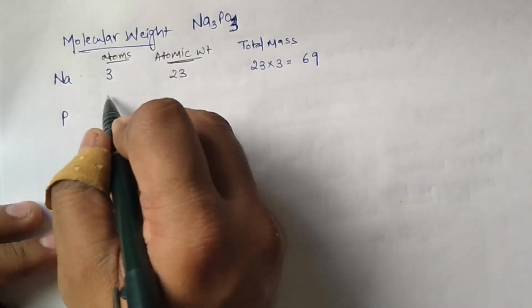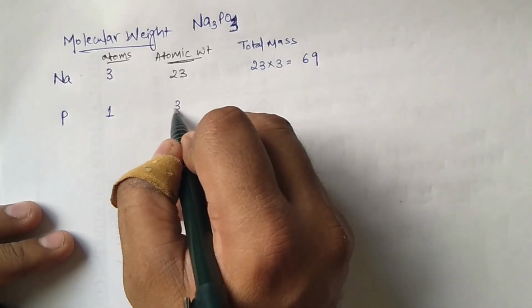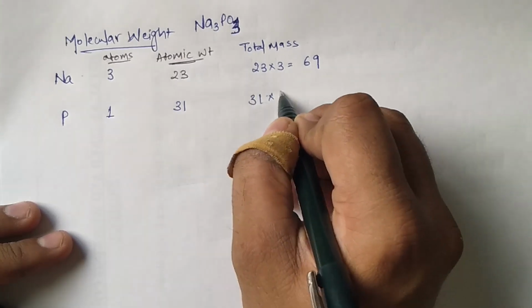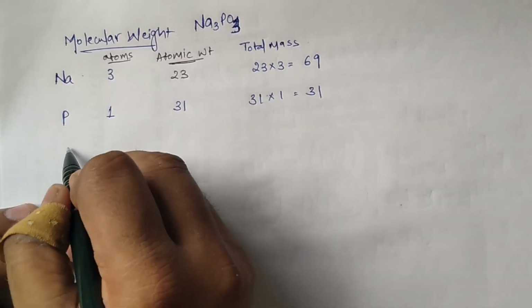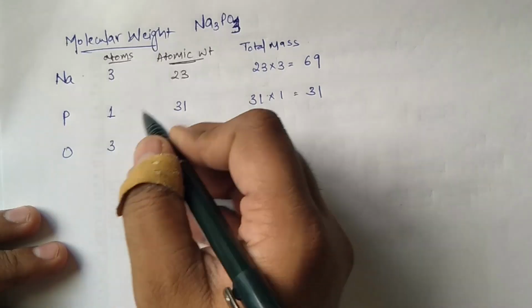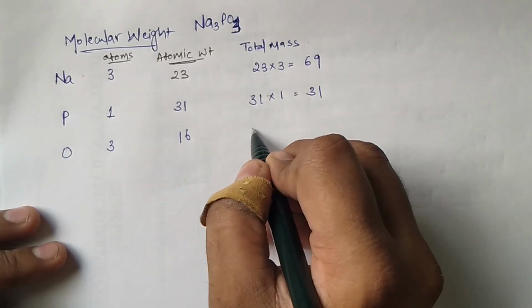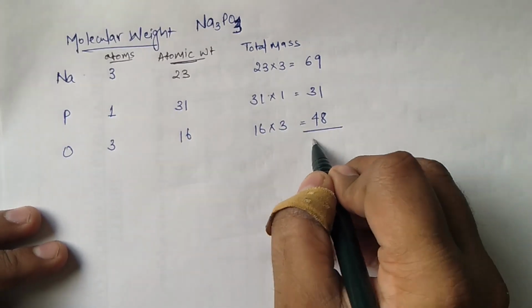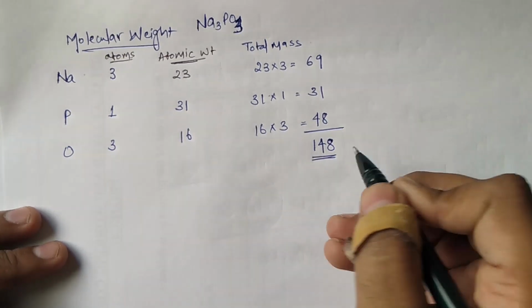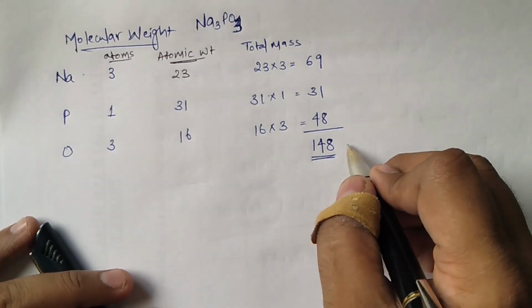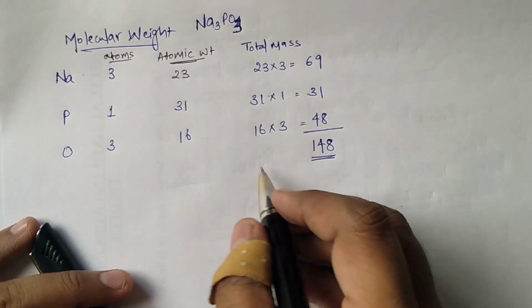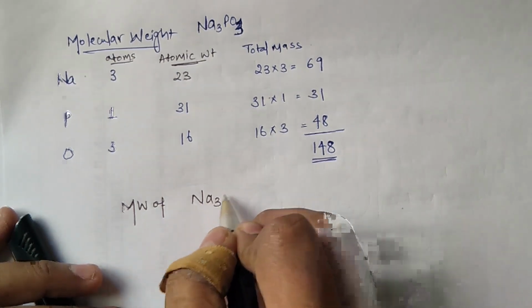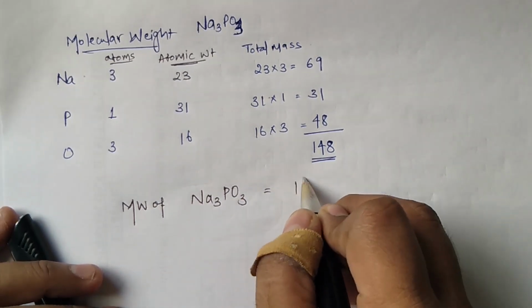Then I have phosphorus. How many atoms? 1. What is the atomic weight? 31. So the total mass contribution is 1 into 31, that is equal to 31. Oxygen, how many atoms? 3. What is the weight? 16. So this will be 16 into 3, that is 48. So the total will be 148. So the molecular weight of Na3PO3 is equal to 148.